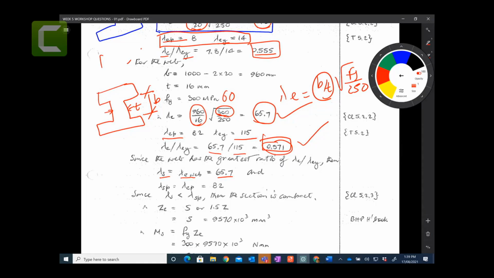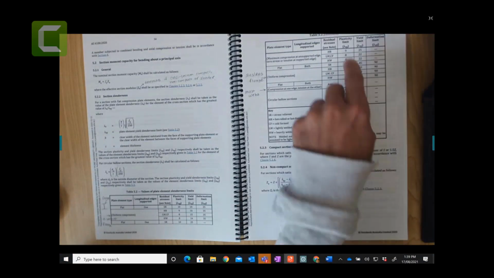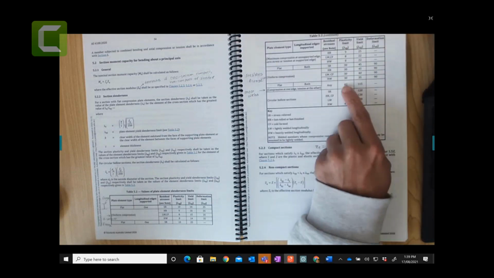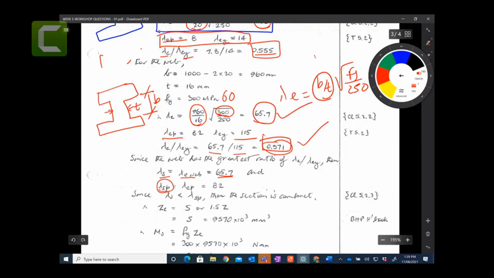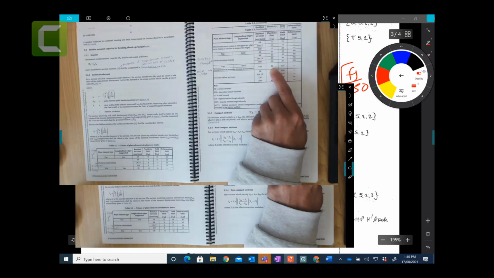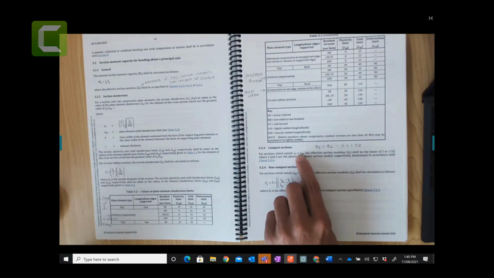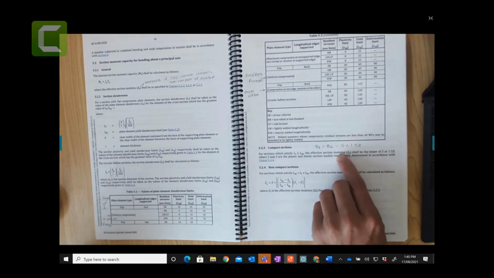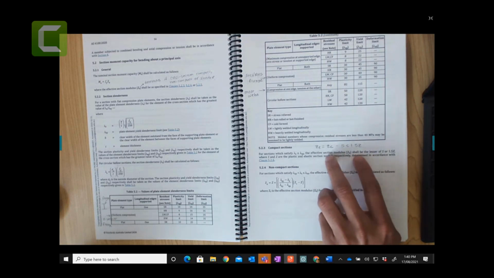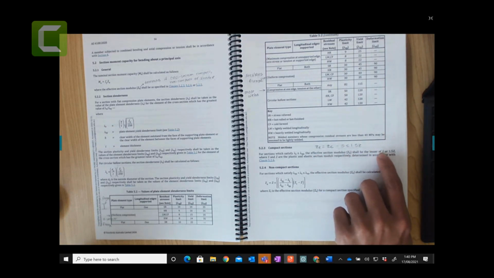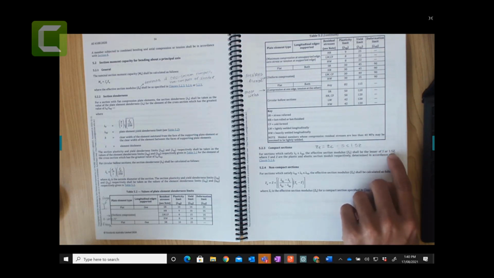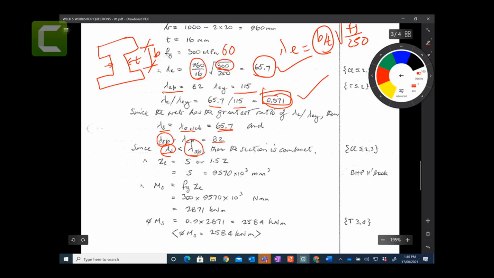So that's 65.7. That is done. We also need lambda SP. The SP for the web is the plasticity limit, and that for the web is 82. So we take 82, and 65.7 is less than 82, because the standard says that if lambda S is less than lambda SP, then your section is compact. So we take the effective section modulus Ze, which equals the minimum of the plastic section modulus Z or 1.5 times the elastic section modulus S. In the lectures, I have given the full definition of plastic and elastic section modulus. So we have a compact section.